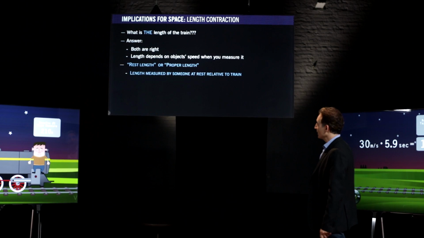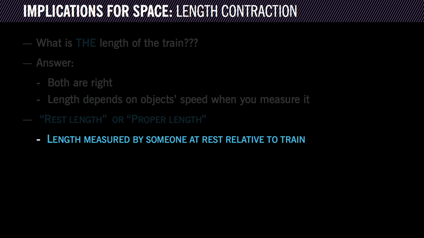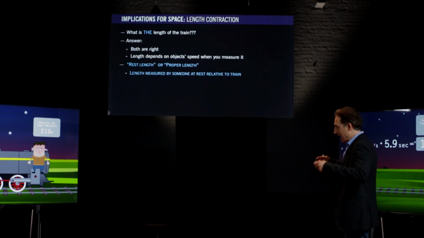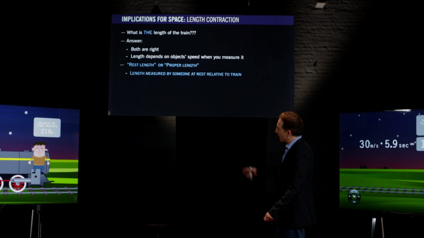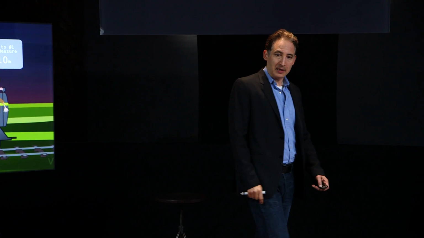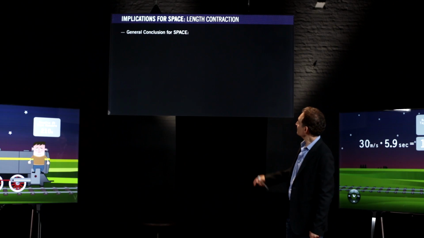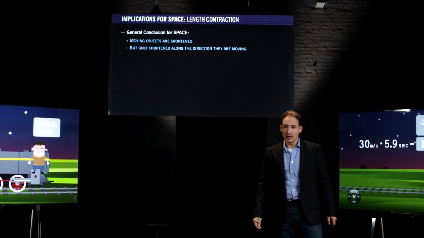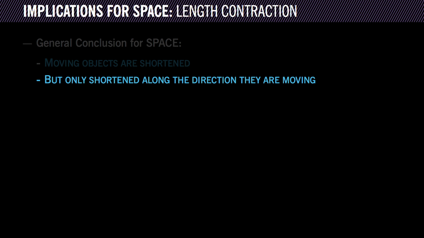Now, having said that, just a little bit of language. We generally call the length of an object, when you measure it when you are at rest relative to the object, as George is in the case of the train, the rest length of the train. We call it the proper length of the train, but that just calls out a particular perspective, the perspective of somebody not moving relative to the object. But fundamentally, you can measure the length of an object when it has any speed relative to you, and you will get a different answer depending upon the speed of the object. So the general conclusion then that we are reaching is that moving objects are shortened along the direction of their motion. And let me stress that it's only along the direction of motion that the object will appear shorter.